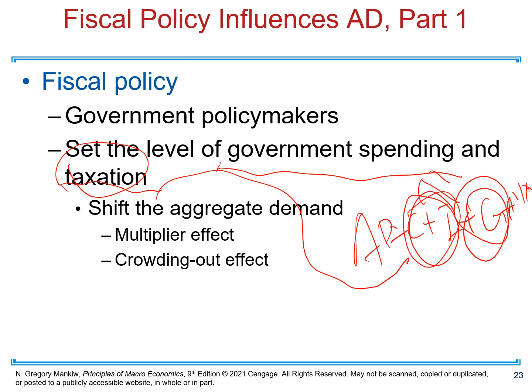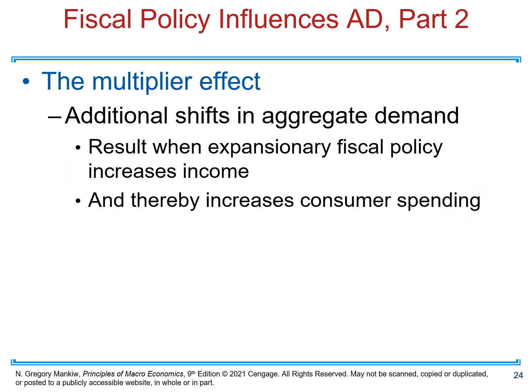But both of these will experience something called a multiplier effect and also a crowding out effect. The multiplier effect just means that sometimes when you have an initial change in your government spending or taxation, that will have more than the initial overall impact in the economy.